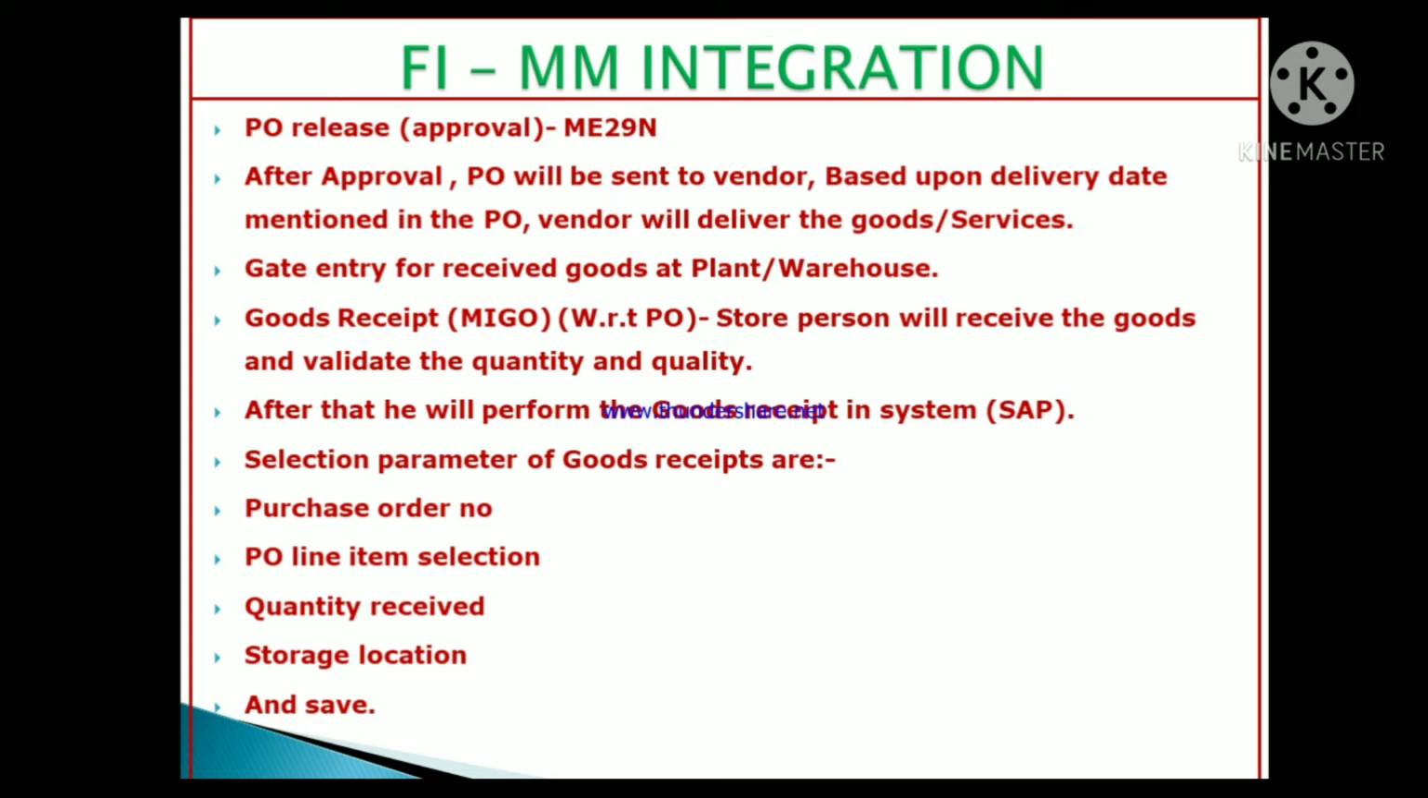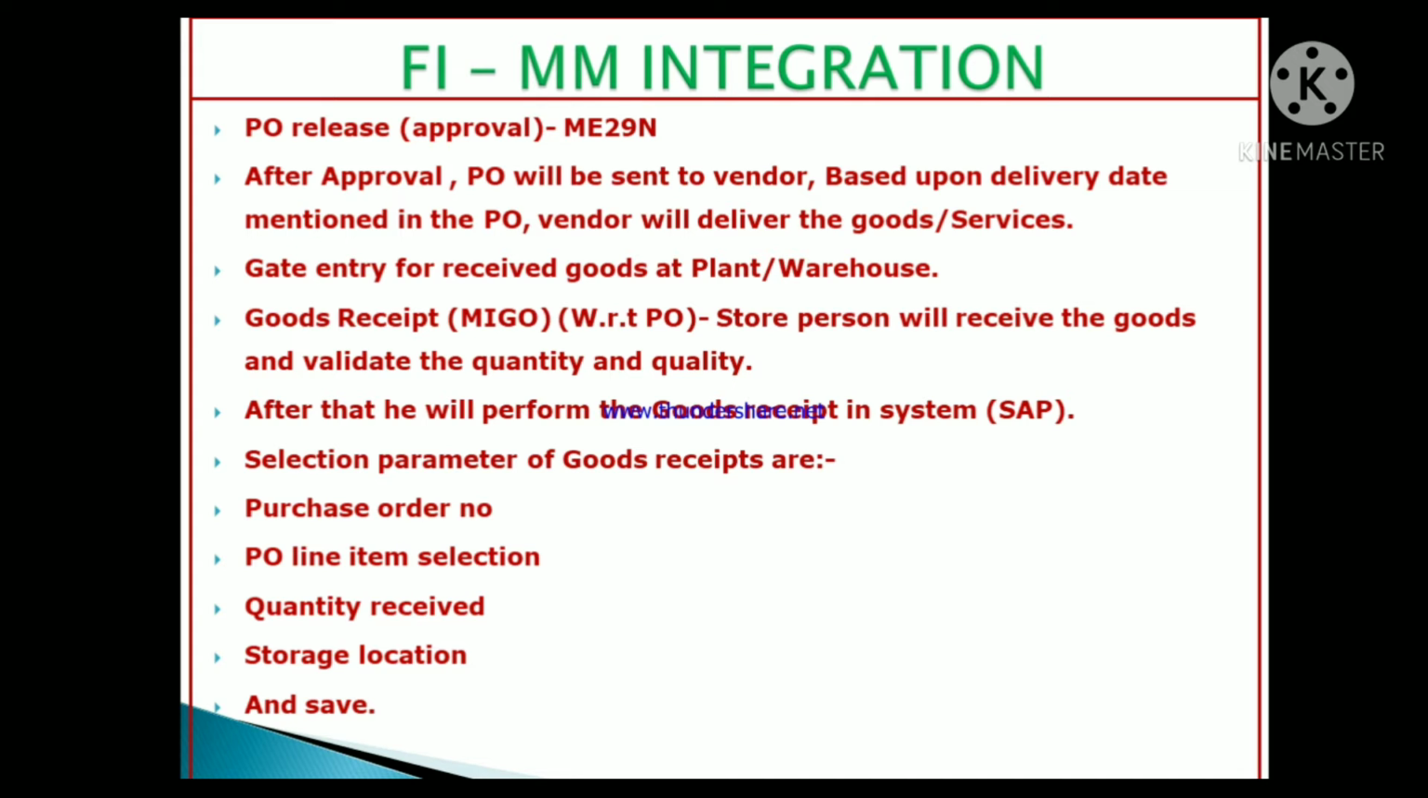So let's start today's session. First of all, we will start from PO release. In the previous video, we were discussing the P2P process. In that, we discussed till PO creation. After creation of the PO, the PO will get approved by the approving authority. And after approving the PO, we will release the PO by the T code ME29N.